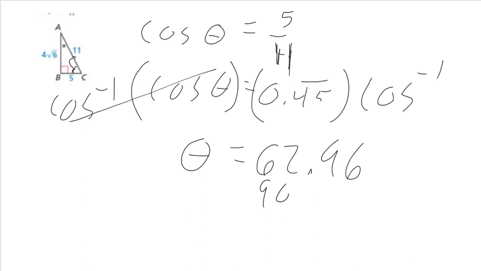Now that I know theta, I know that that's a right angle, I can find out this side. So 180 minus 90 minus 62.96, and I get that the measure of A is 27.04.